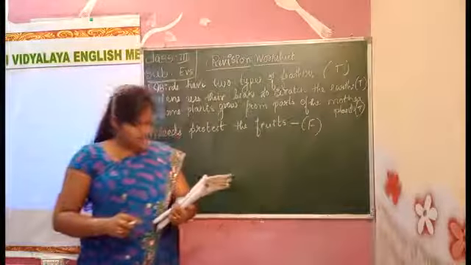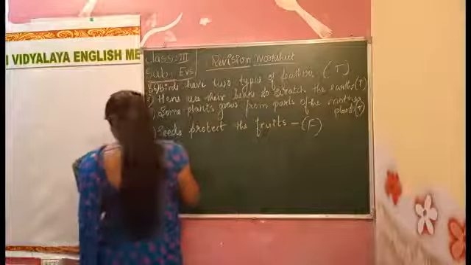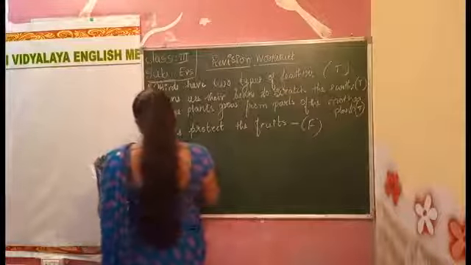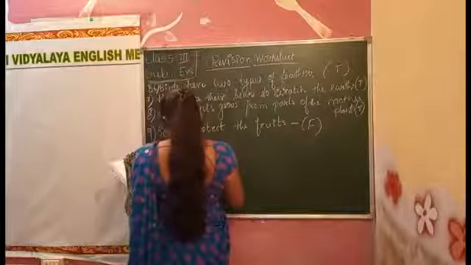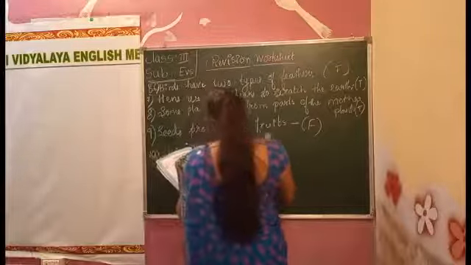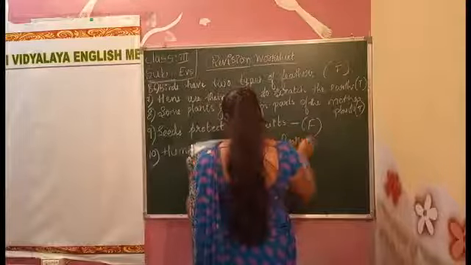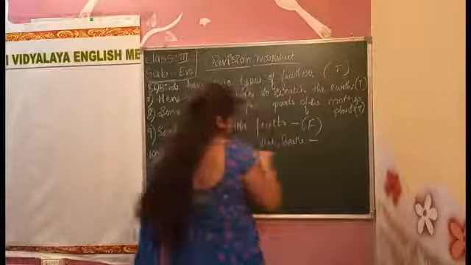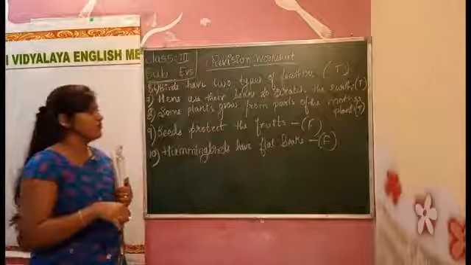The hummingbirds have flat beaks. Hummingbirds. Flat beak? No, they don't have a flat beak. Hummingbirds have a thin and strong beak.